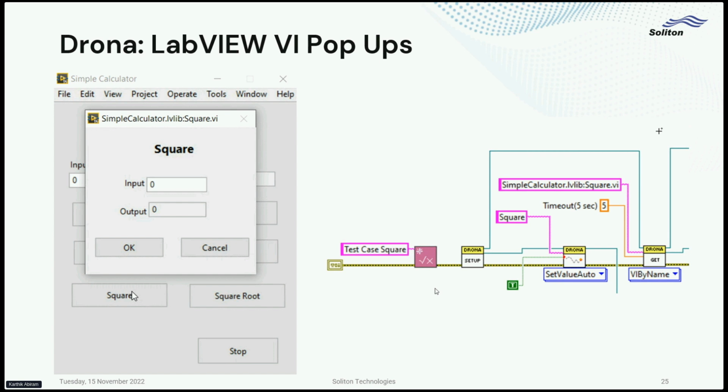So once we get the VI reference, it's as usual. With the VI reference, we can trigger any inputs within this pop-up and interact with all the buttons here. All those things are as usual. The only thing is that we wanted to catch hold of the VI reference, and that is made possible using this Drona API. So this is one challenge.